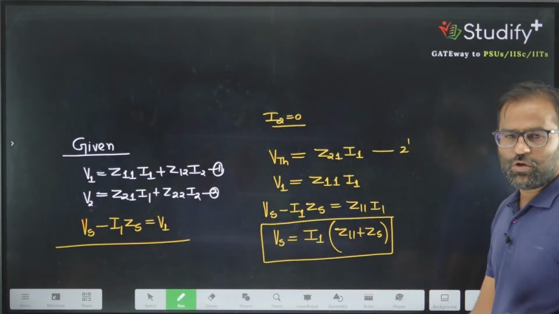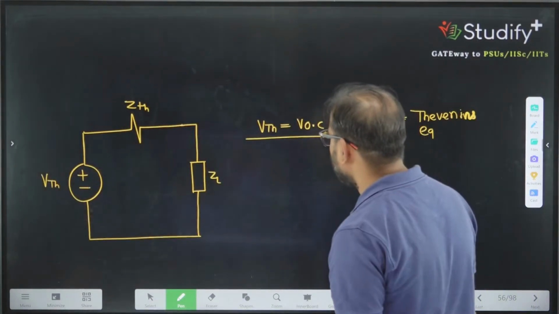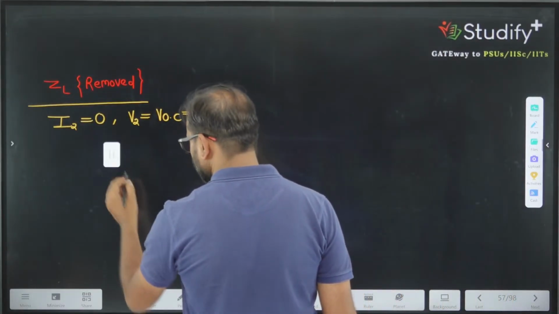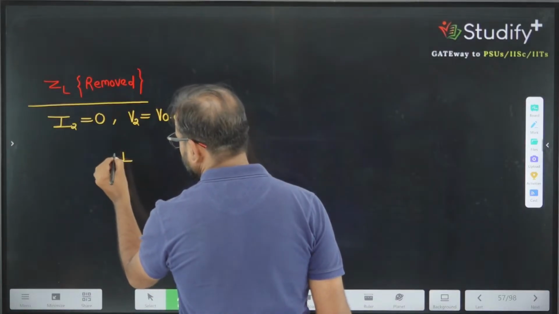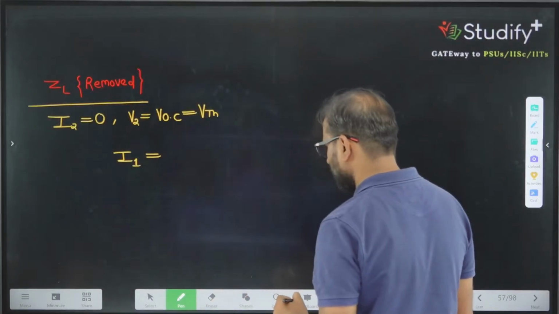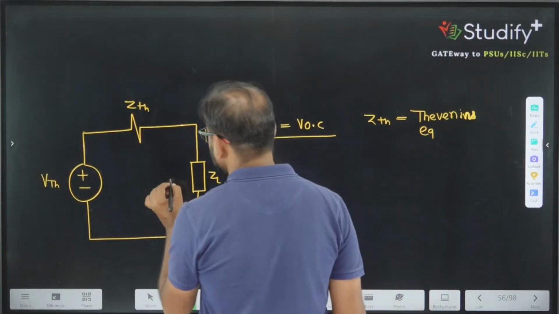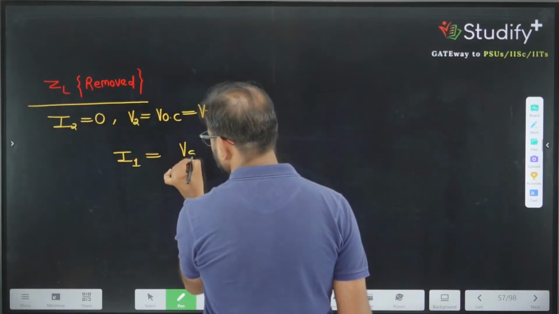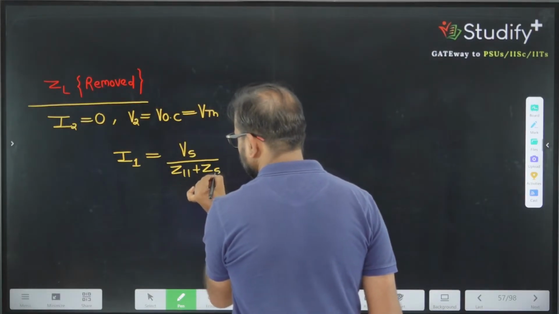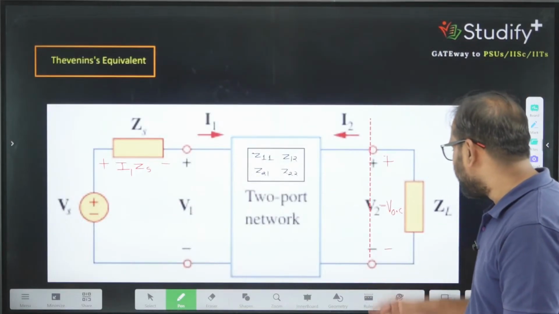So I can write the value of V1. The value of I1 is given by Vs divided by Z11 plus Zs. But we are not interested in this value. We are interested in what? We are interested in the value of V2.